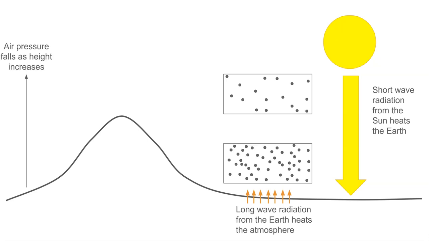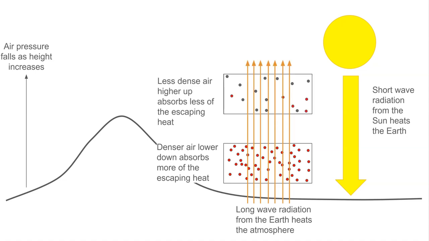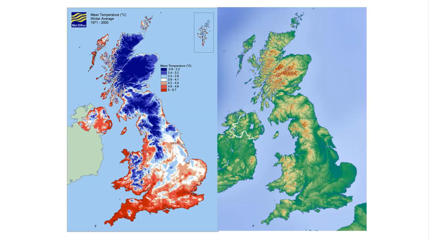Now, as we've just seen, the air is denser closer to the surface and less dense higher up into the sky. It gets less and less dense until you get out into space itself. And as the long wave radiation is given off by the Earth, because of the more dense air lower down, more of that heat is absorbed, therefore the temperatures are warmer. You go further up, less dense air, less of the heat is absorbed, and therefore the temperatures are colder. So that's why it is that the temperatures get colder as altitude increases.